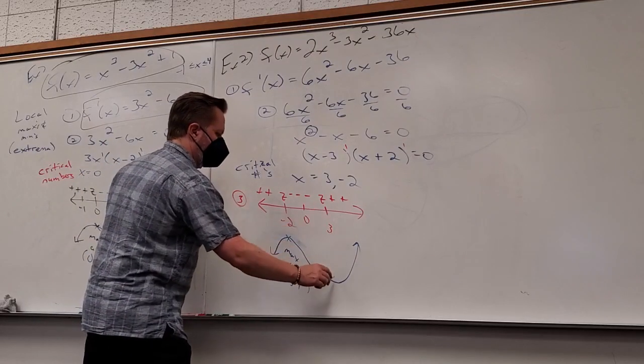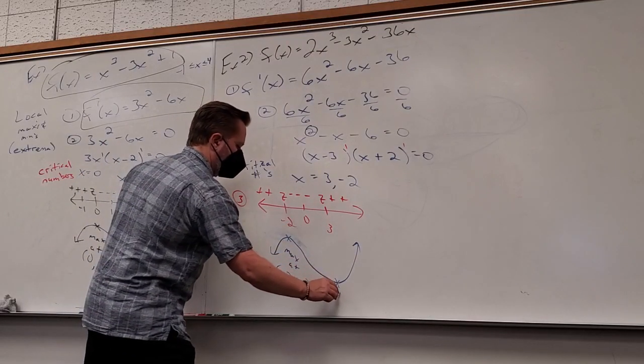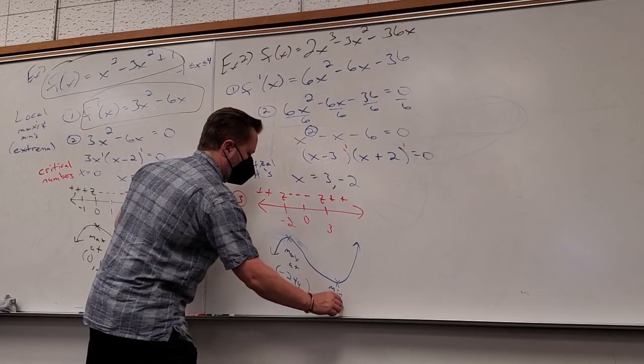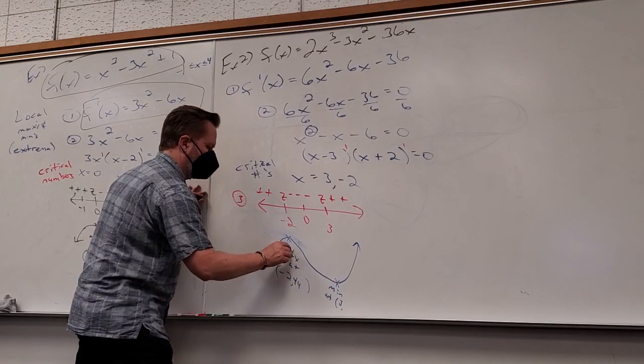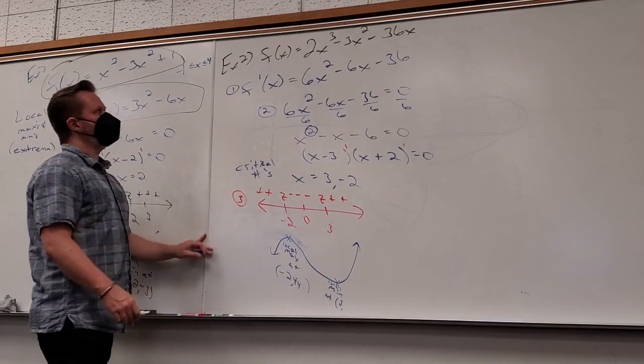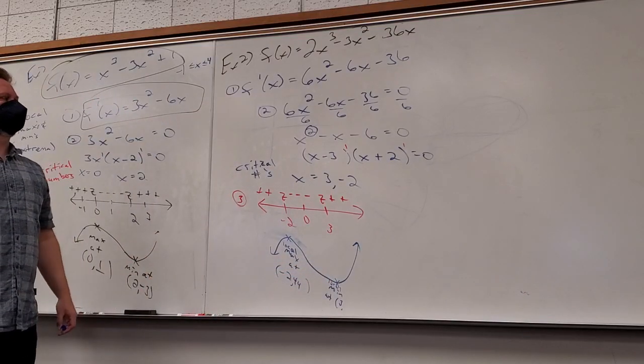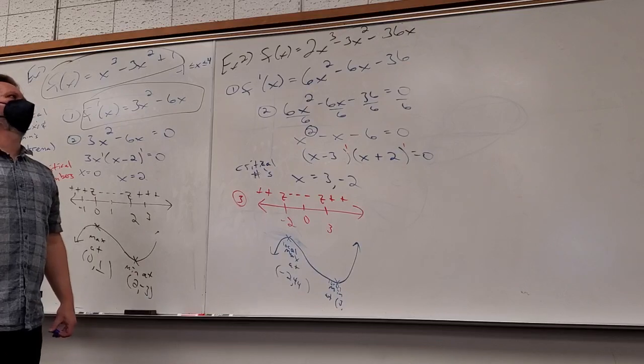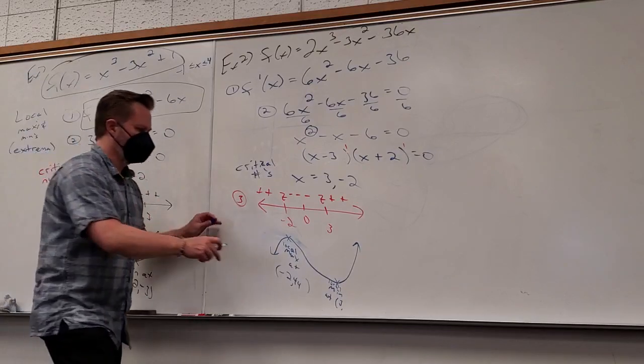And then there's a min at 3, I should be more explicit here, local max, local min. 3 comma something. -81. Yeah. Sure.